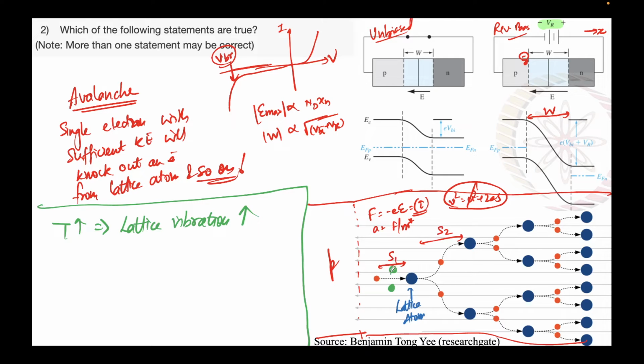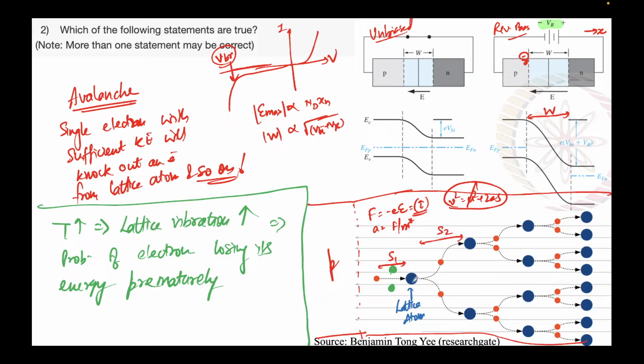If it collides before S1, it will lose its energy, right? So lattice vibration increases. This implies the probability of the electron losing its energy prematurely increases. The word prematurely here means it does not still have sufficient energy to knock out an electron. What this means is the probability of knocking out an electron decreases.